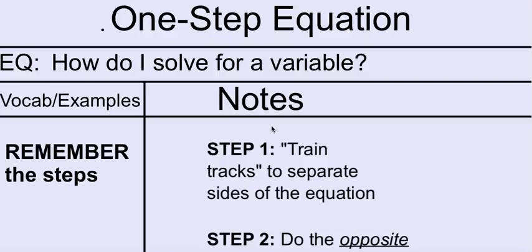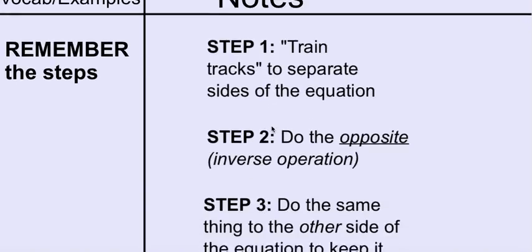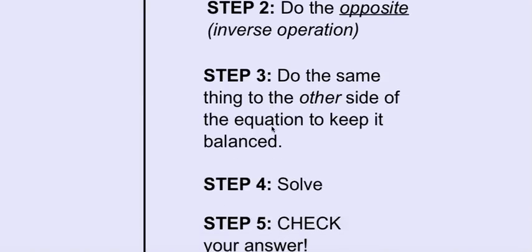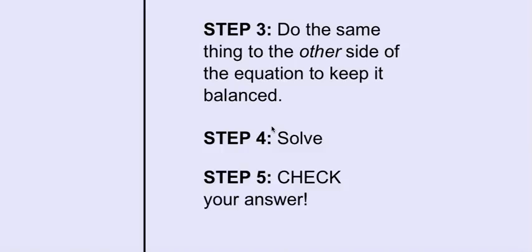Remember, start with your train tracks to separate the different sides of the equations. You want to make sure that you have one side compared to the other. When you are completing the problem, you are going to do the opposite operation. The technical vocabulary word for that is the inverse operations. And the whole reason we separate them with the train tracks is to note that whatever we do to one side, we need to do to the other side to keep the equation balanced.